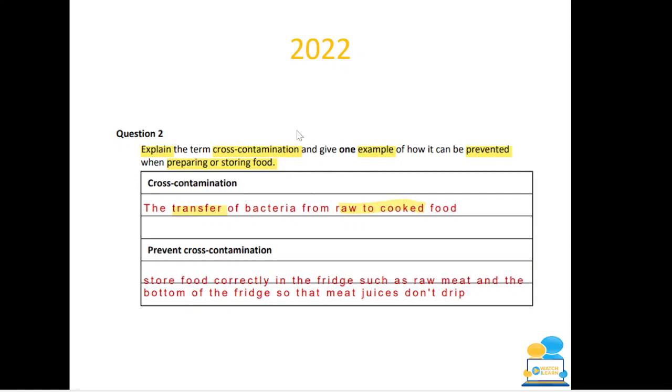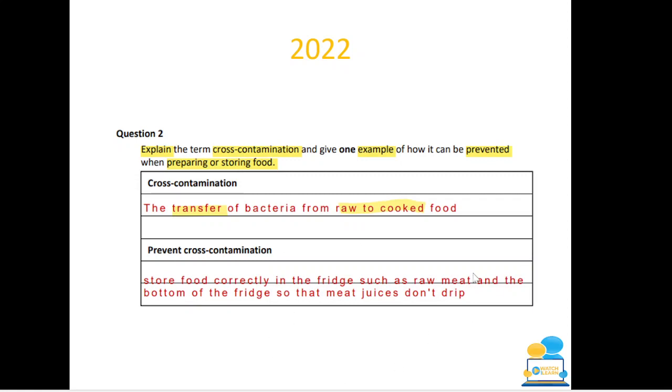At Leaving Cert level they don't tend to do that and it's very easy to miss the second half of the question when you're stressed under exam pressure. So cross-contamination, this is the transfer of bacteria from raw to cooked food. How to prevent cross-contamination: storing food correctly in the fridge, such as raw meat at the bottom of the fridge so that the meat juices don't drip.